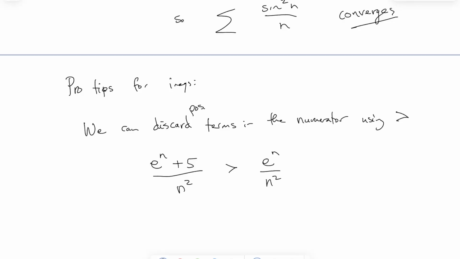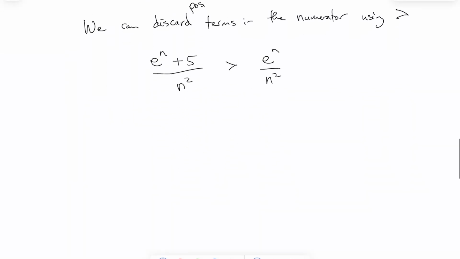The whole point is to start with a weird thing and make it simpler using your inequality. And this is one way in which you can do that. If you have things added together, you can just throw away some of those added parts using a greater than sign. If it's in the numerator, you use a greater than sign. If that's in the denominator, it goes the other way around.